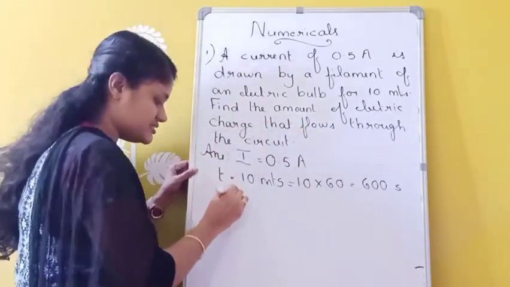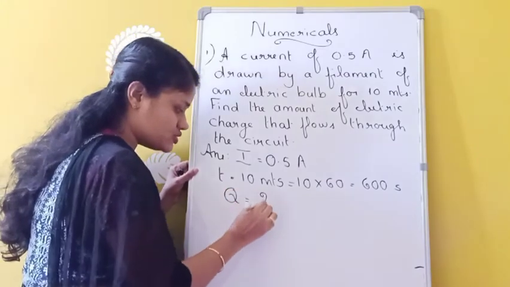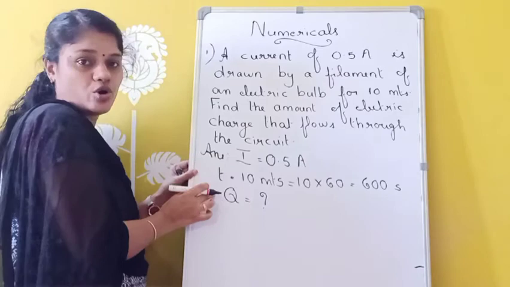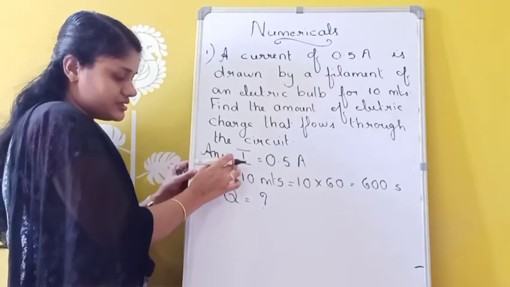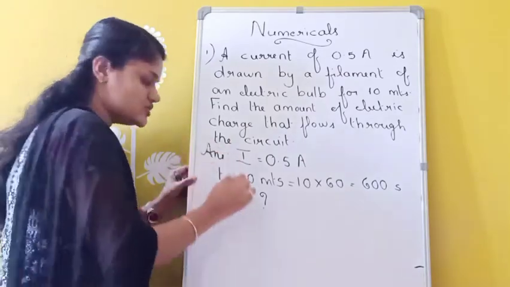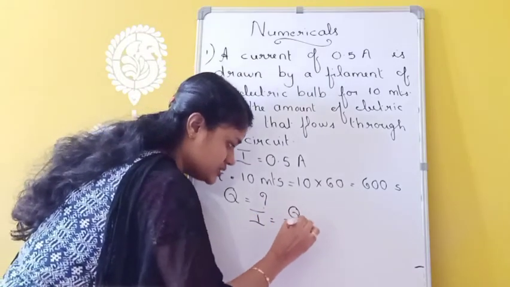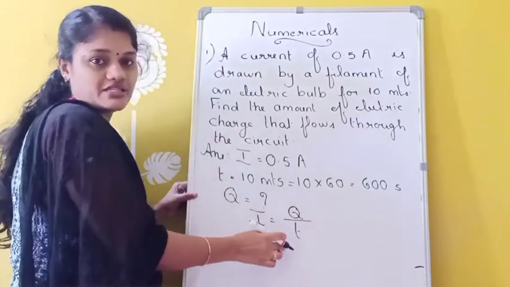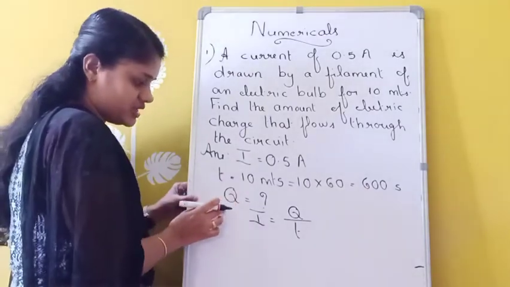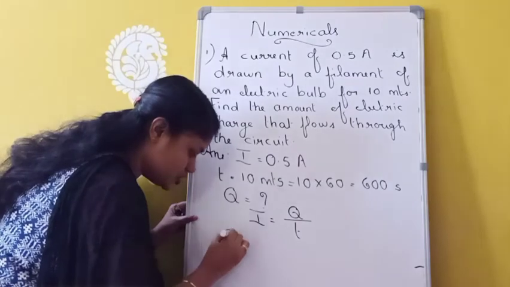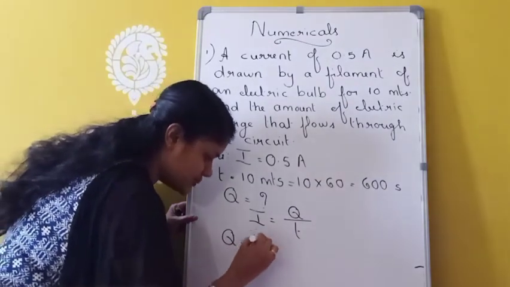So electric charge symbol is Q. We have to find Q. First of all you have to relate these three quantities. What are the quantities given here? Current, time and charge. So we know that current I equals charge by time. Charge flowing per unit time is called current. From here we have to find out charge Q. So cross multiplying, we will get Q equals I into T.